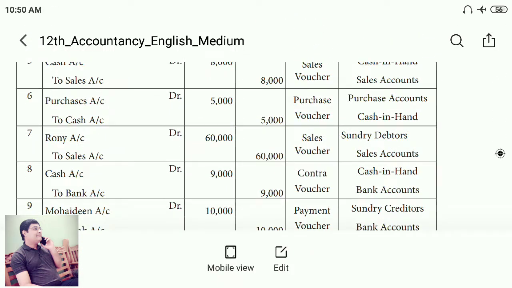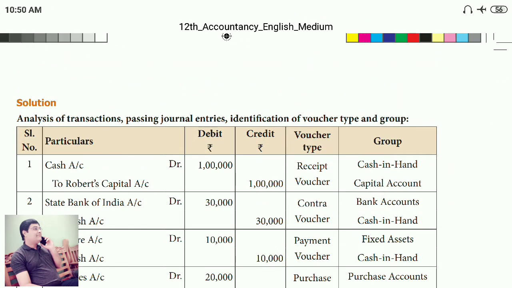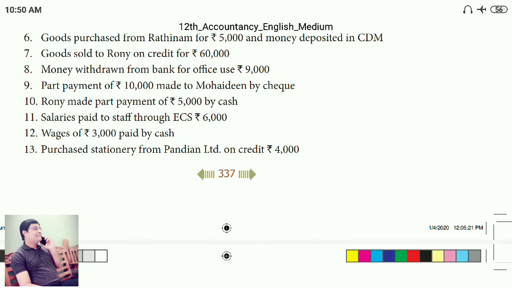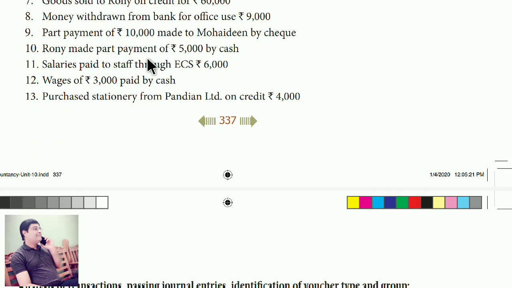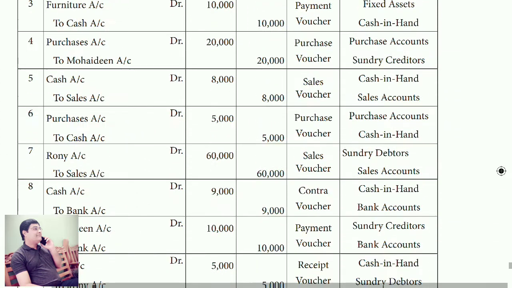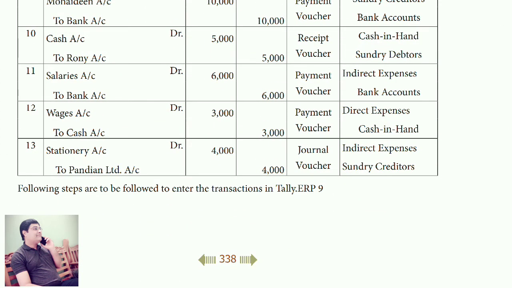Next, date 10. On date 10, Ronnie made part payment of rupees 5,000 by cash. So Ronnie gave the money to us. So cash account debit to Ronnie account, 5,000. Because we receive the money, it is a receipt voucher. Cash will come under cash in hand. Ronnie is a sundry debtor.